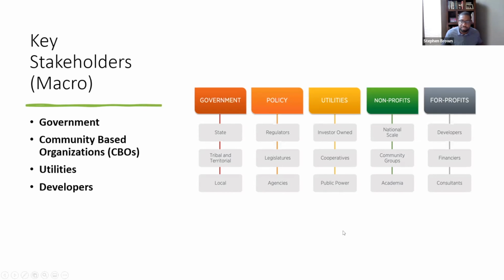Obviously, you have your different utilities, you have your nonprofits, and I'm going to talk about them next, actually, on the next slide. But you're going to have any number of community-based organizations that play a core role in this as well. And then obviously, you're going to have your developers, financiers, and consultants, which we mentioned at the micro level as well.